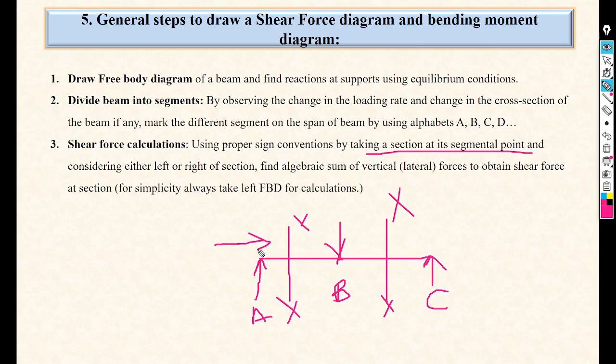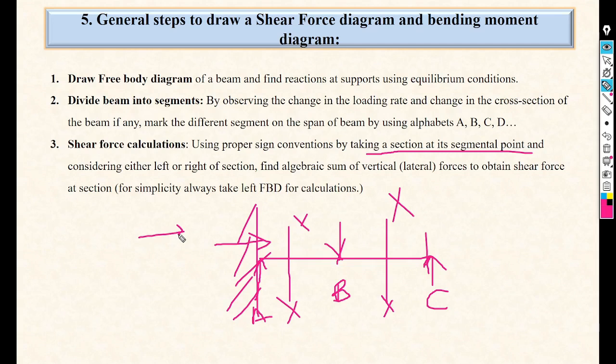But actually, whether you go left to right or right to left depends totally on the supports. Okay, let's say here we have simply supported reactions on both sides, so we can start from left or right, no problem. But if any fixed support is given, in such a case we cannot start our shear force calculation from the left, because the fixed support is there, and at a fixed support we have some unknown reactions.